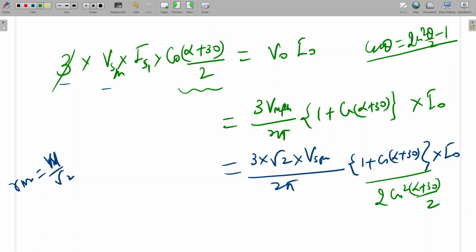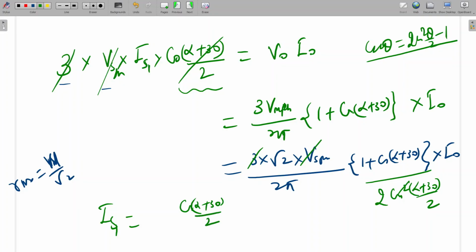Got it. 3 will cancel. Vs phase will cancel. And this cos (alpha plus 30) by 2, one time it will cancel. Is anything else cancelling? So IS1 will be... something we are missing anywhere. One second. So this will be cos (alpha plus 30) by 2.